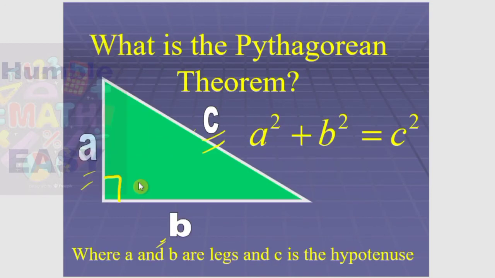And by the way, the formula that we have to use for the Pythagorean Theorem is a squared plus b squared is equal to c squared. What does it mean? The sum of the squares of the two legs is just equal to the square of the hypotenuse.